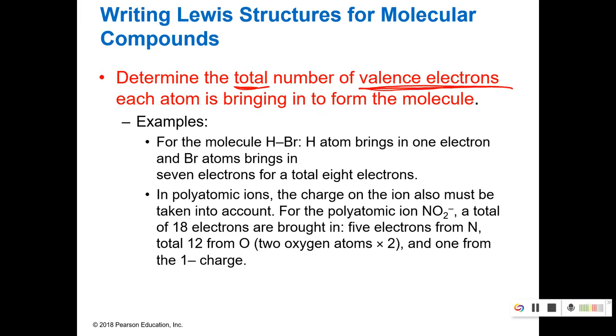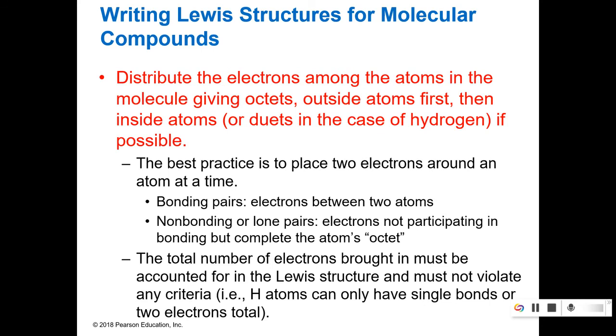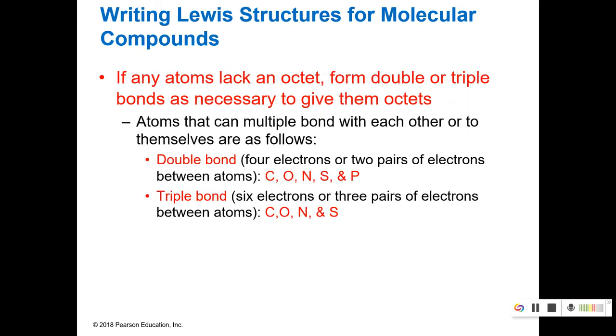So they're going with the water example, so they're counting, well, they're not doing water anymore. So hydrogen has 1, there's 2 of them, oxygen has 6, so we've got 8 if we were doing water. Okay, we're going to distribute electrons among the atoms in the molecule giving octets. So it says outside first, then inside atoms. Duets in the case of hydrogen.